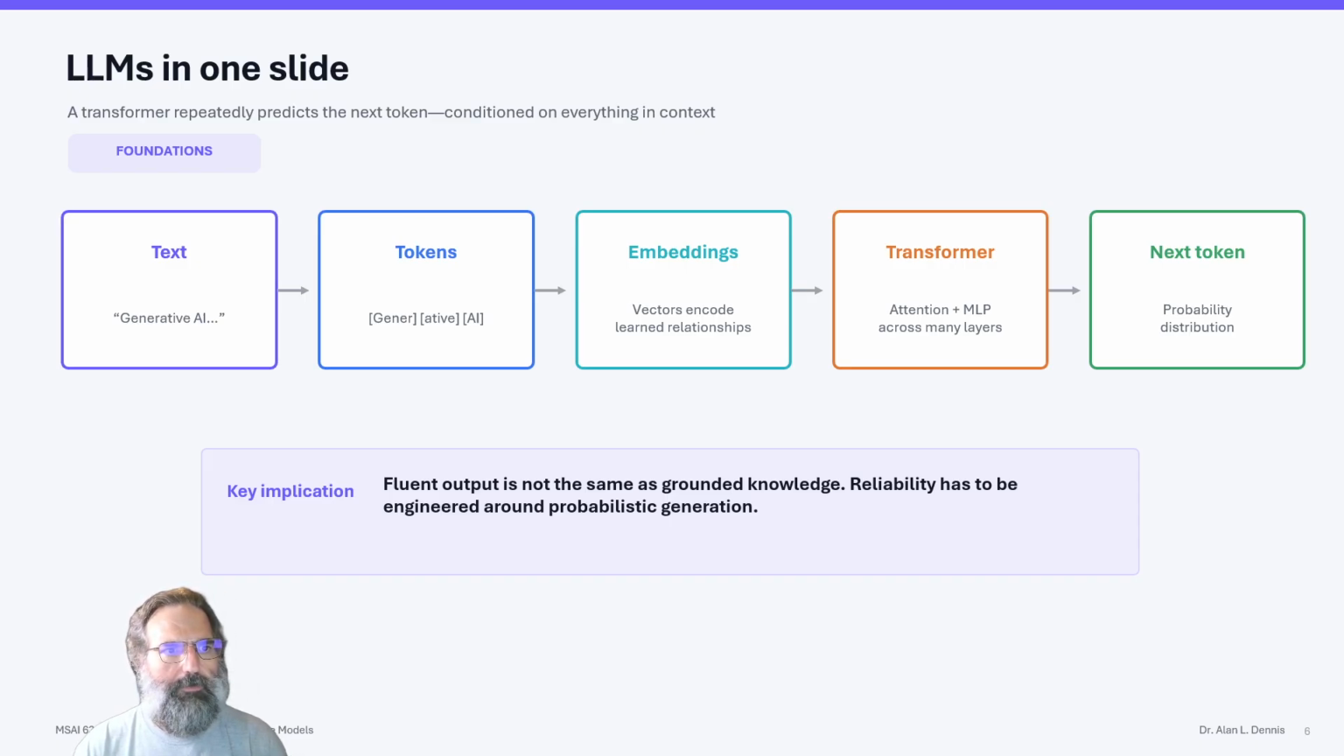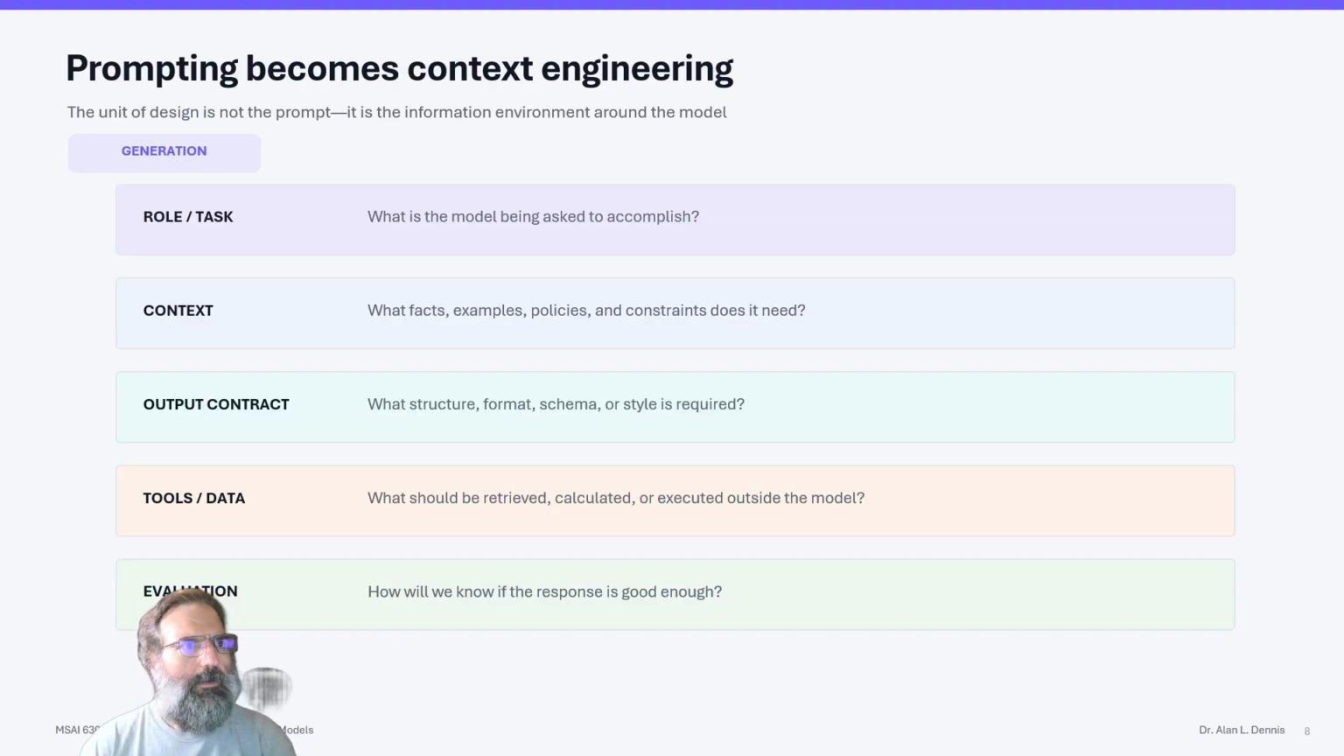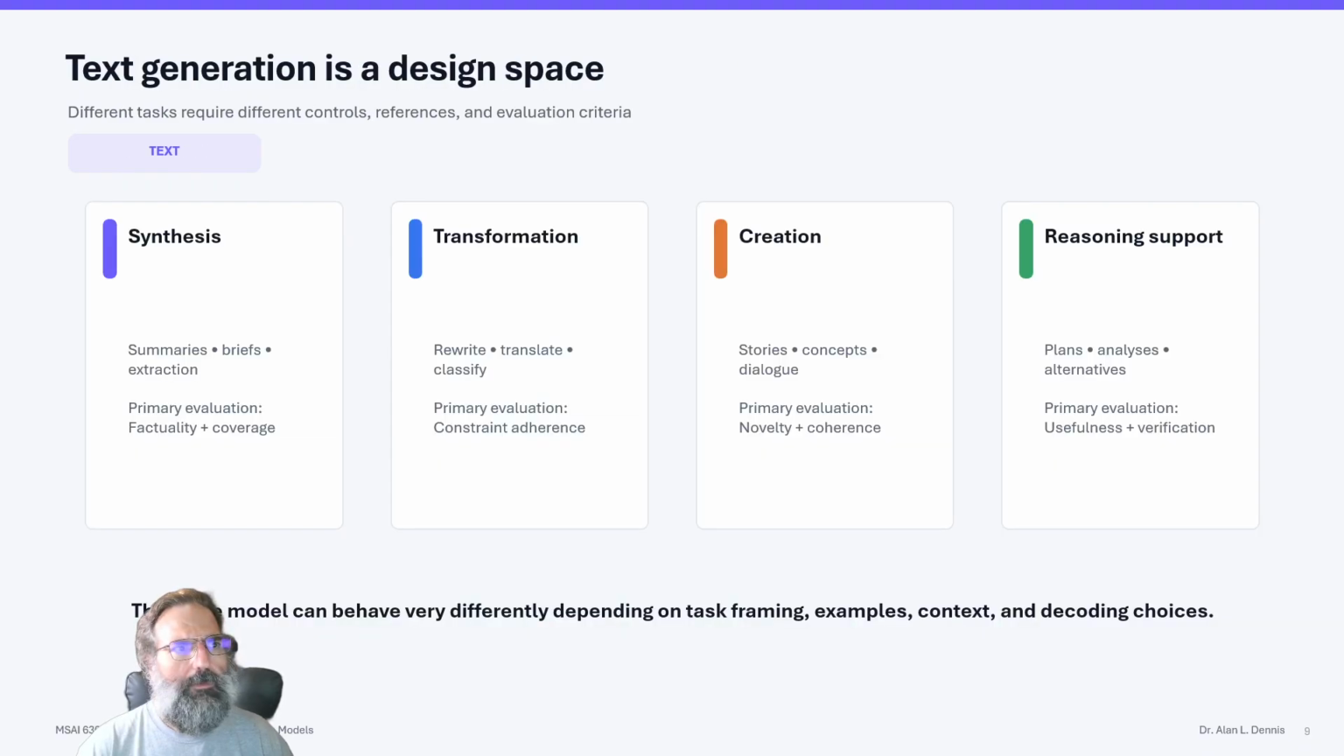So, pretty cool stuff. And then go through some of the processes of how these things become an assistant. So talk about things like what is pre-training, instruction fine-tuning, as well as aligning things, and then lastly inference, being able to do things like add prompts, retrieval, do tools, and so on. And we move to the point where prompting becomes context engineering, and context is what's essential with these models, and we'll see that as we move along.